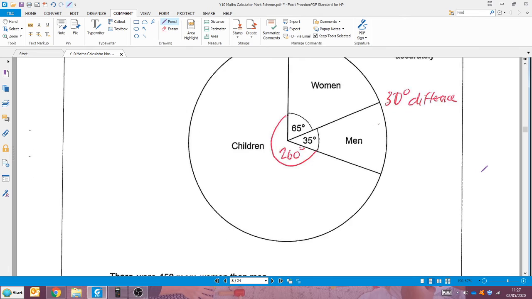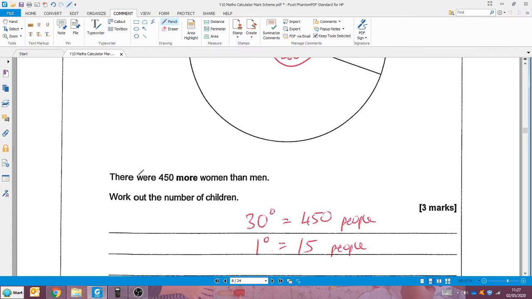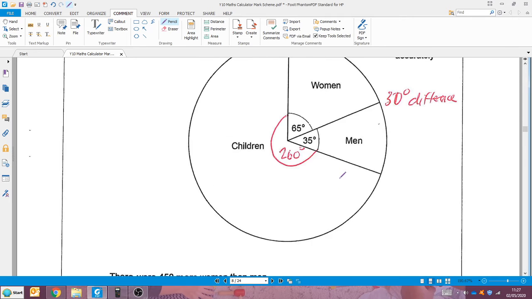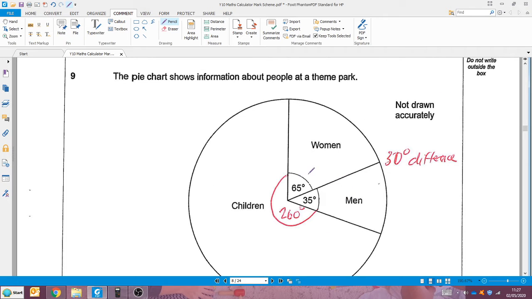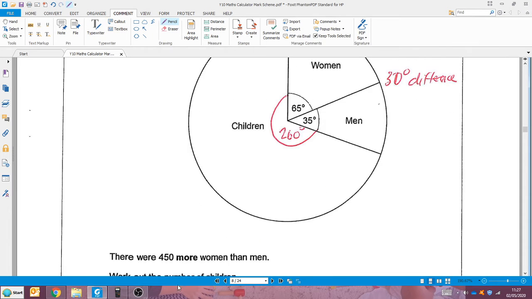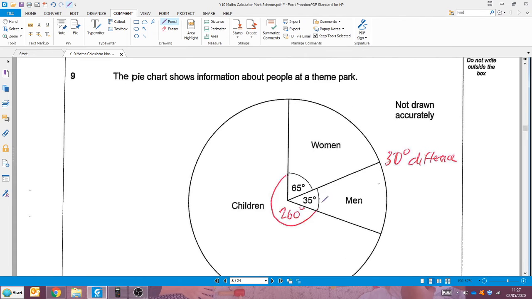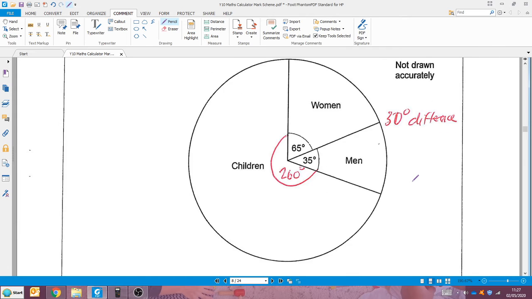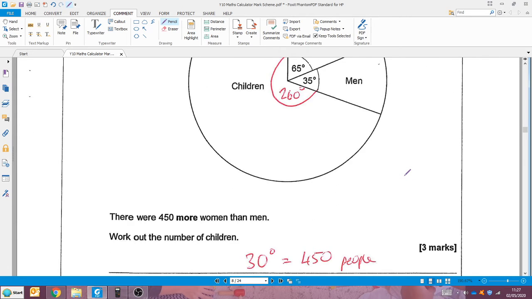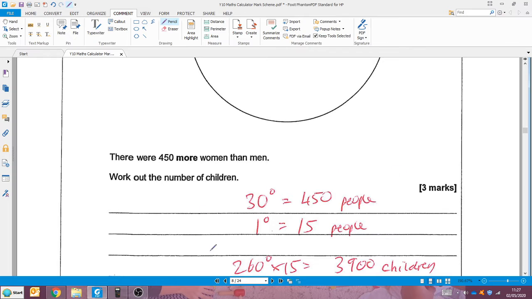Let's read the story. This is called proportional reasoning. There are 450 more women than men. So, okay. Right, so the children must come to 260 degrees because kids are involved as well. So 260 degrees adds up to 360, and there's 450 more women than men. That means the 30 degrees difference between the men and women must relate to the 450 actual difference.